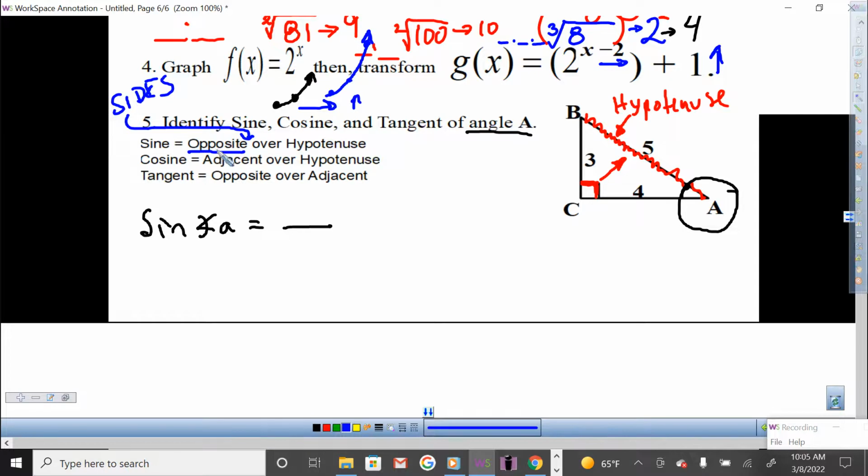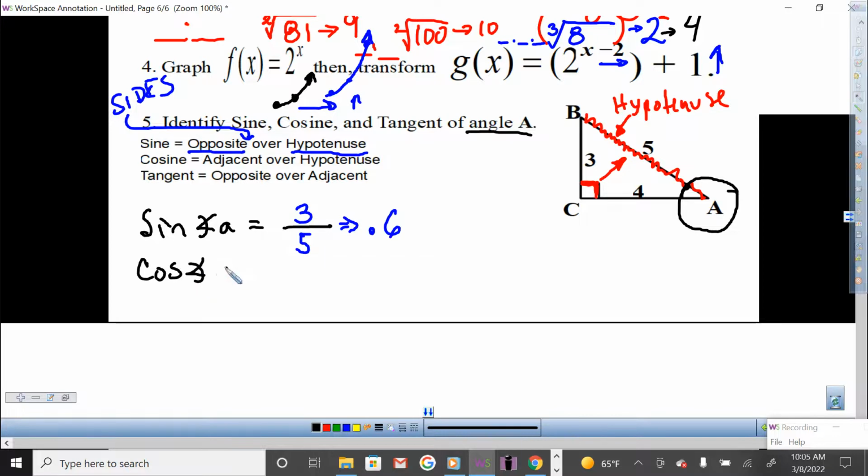Okay, so opposite side over what? Hypotenuse. So let's see. Here's my angle A. What side is opposite to A? This side, is that correct? That's all the way on the opposite side. So that means I'm going to write 3. What is a hypotenuse? 5. Therefore, this becomes 0.6. That's the sine of angle A. Go to the next one.